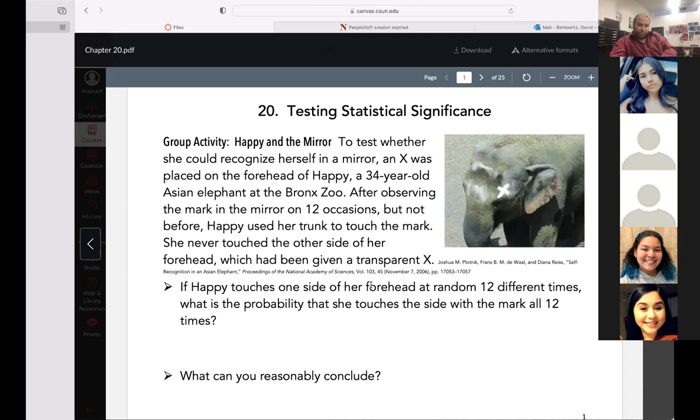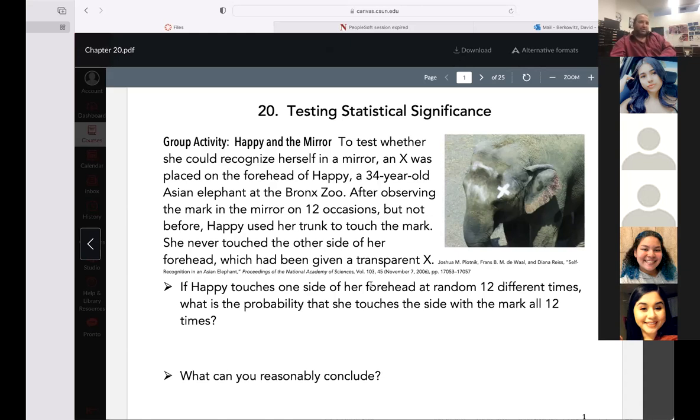Suppose as an elephant, you randomly touch a part of your face. If you don't know that you're looking at yourself, if you just touch randomly 12 times, then how many times would you expect to touch each side of your face? 6. 6 each, right? That's what you would expect if there was no reason to do more on one side than the other.